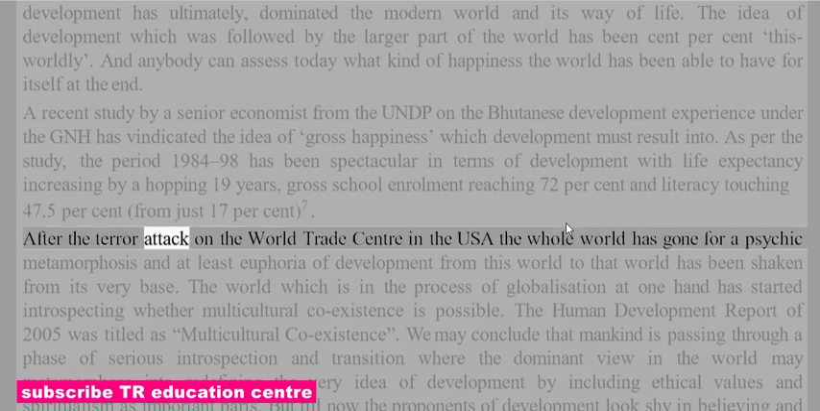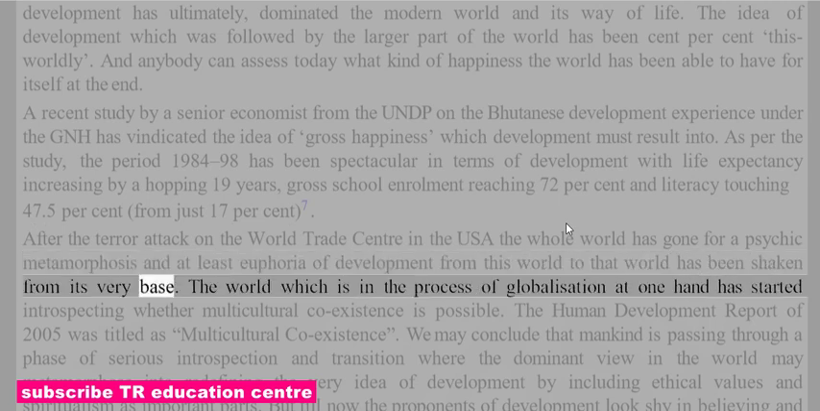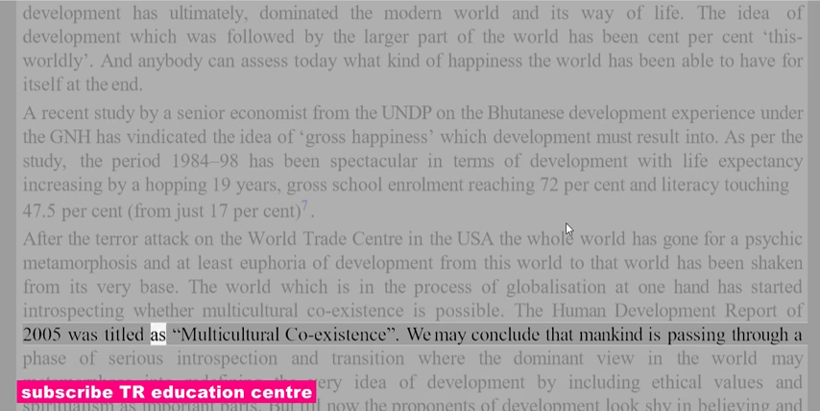After the terror attack on the World Trade Center in the USA, the whole world has gone through a psychic metamorphosis, and the euphoria of development from this world to that world has been shaken from its very base. The world, which is in the process of globalization, has on the one hand started introspecting whether multicultural coexistence is possible. The Human Development Report of 2005 was titled Multicultural Coexistence.